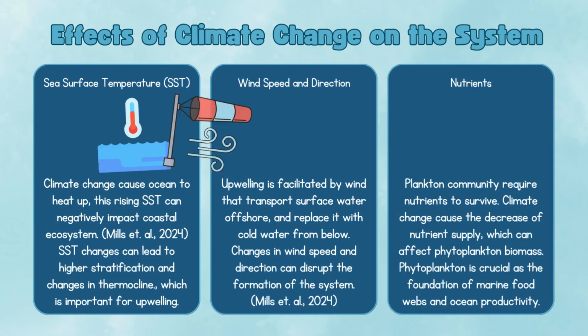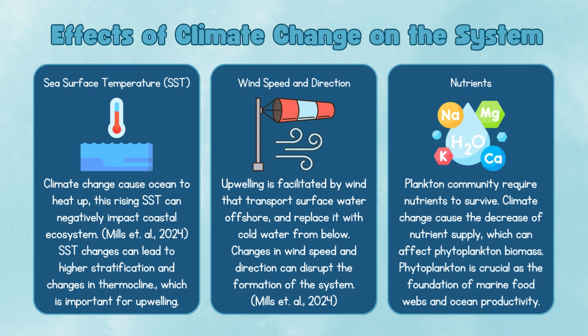These are the effects of climate change on the system. According to MILS, climate change causes the ocean to heat up. This rising SST can negatively impact coastal ecosystems. SST changes can lead to higher acidification and changes in the thermocline, which is important for upwelling.